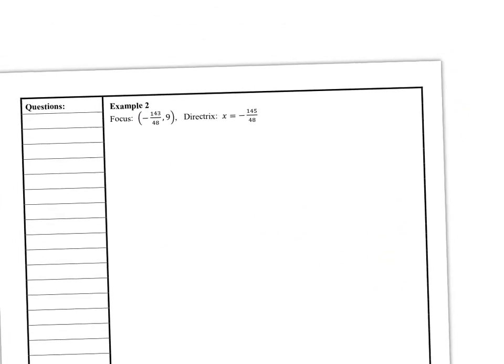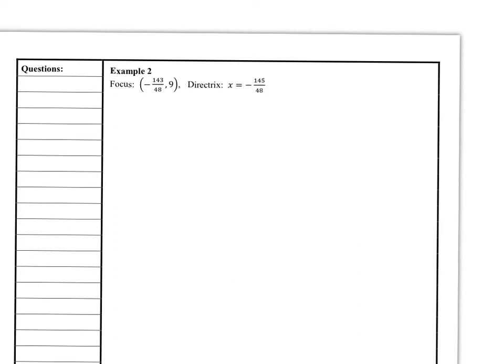Okay, so we have fractions here to deal with. Let's go over negative 143 over 48, up 9. So that's close to 3, which is kind of nice. Okay, so here's going to be our focus, over and then up 9. So we'll label that negative 143 over 48 comma 9.